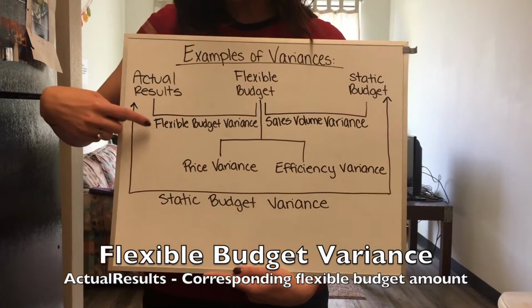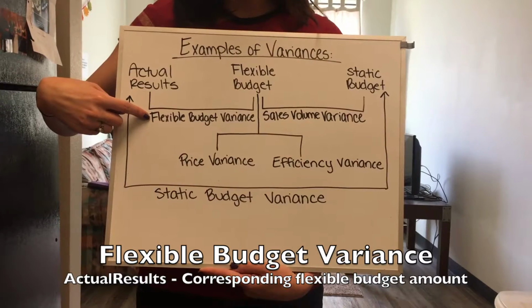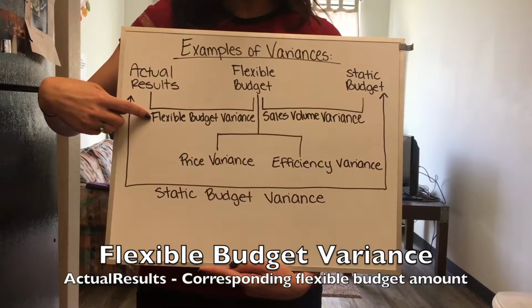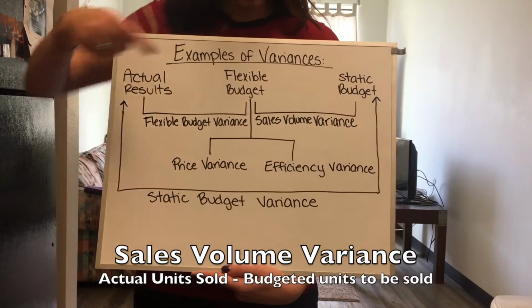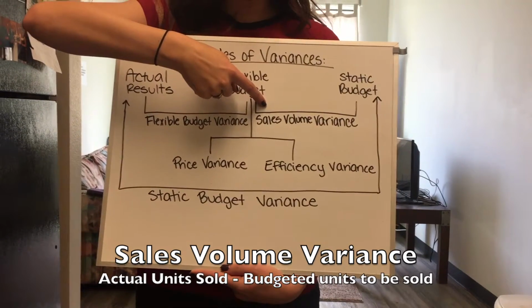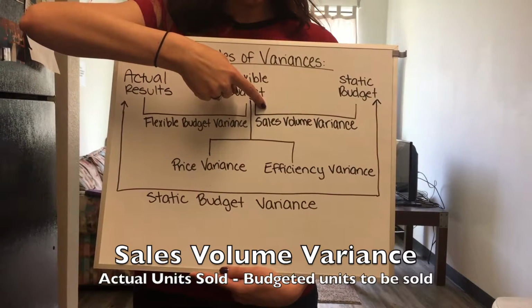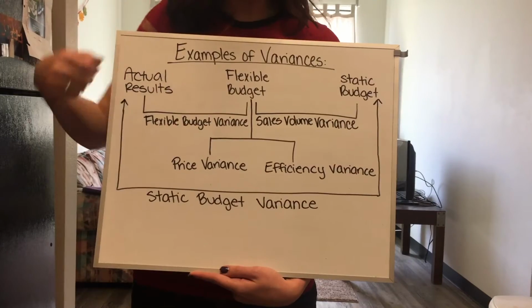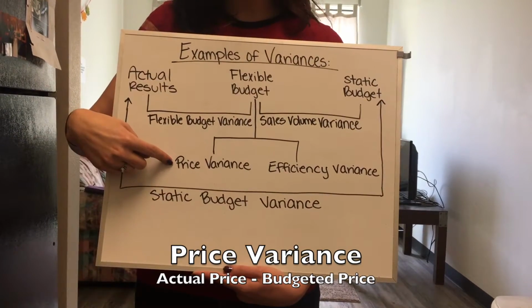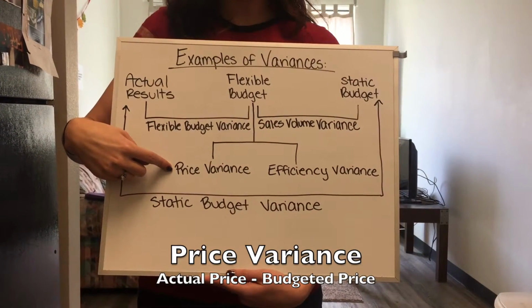Examples of variances. First is the flexible budget variance, which is the difference between an actual result and the corresponding flexible budget amount. Second is the sales value variance, which is the difference between the actual amount of units sold and the budgeted units to be sold. Third is price variances, the difference between actual price and budgeted price.